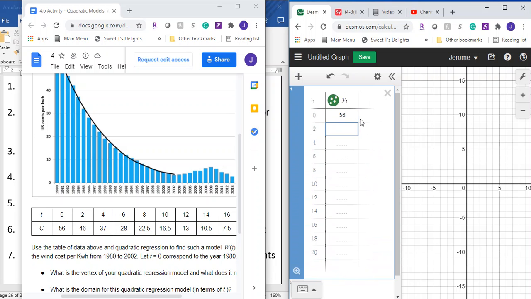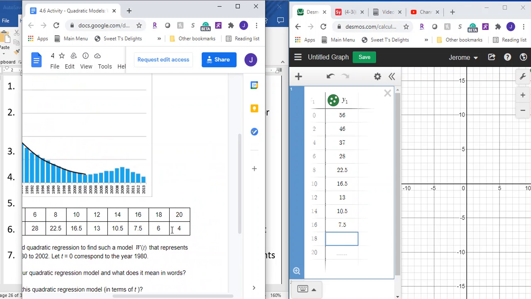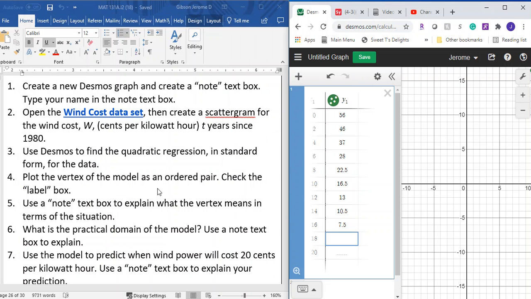We have 56, 46, 37, 28, 22.5, 16.5, 13, 10.5, 7.5. Let me move this over a little bit. And then we will have 6 and also 4. All right. So I believe that's all we actually needed from that.